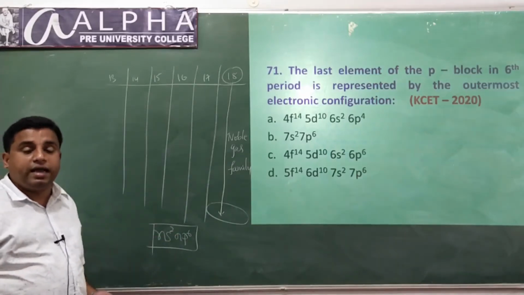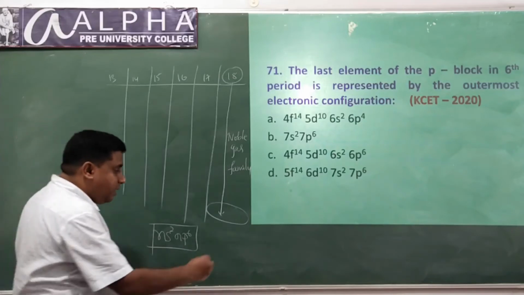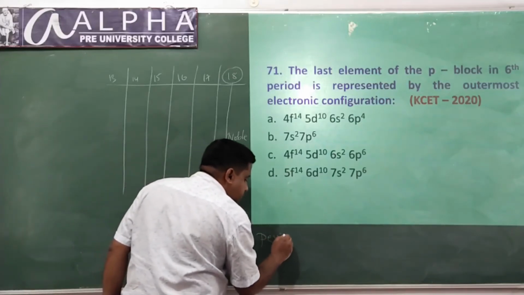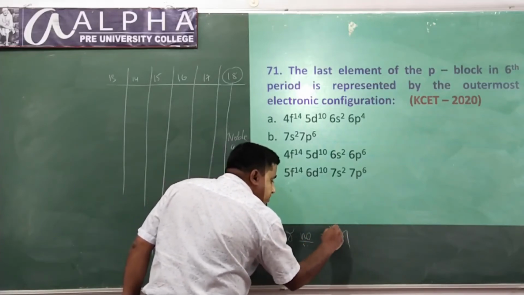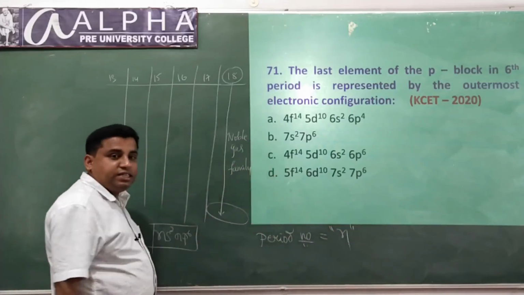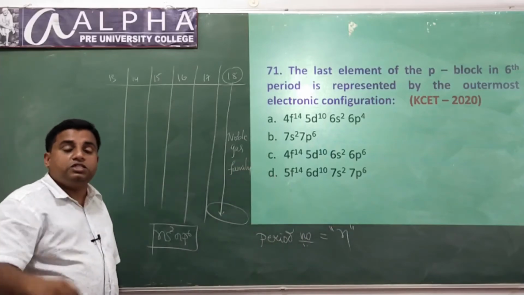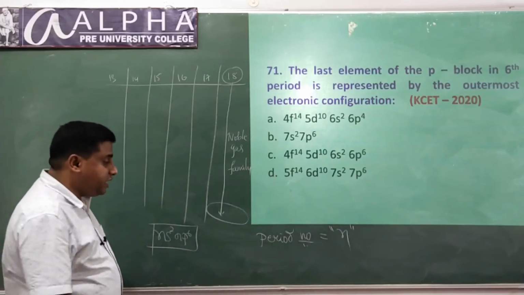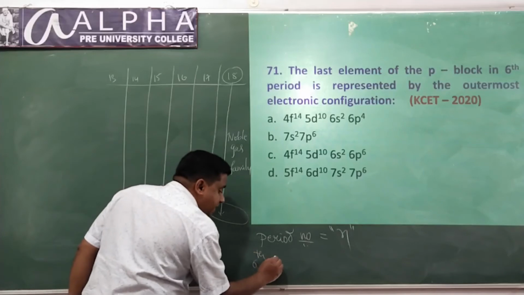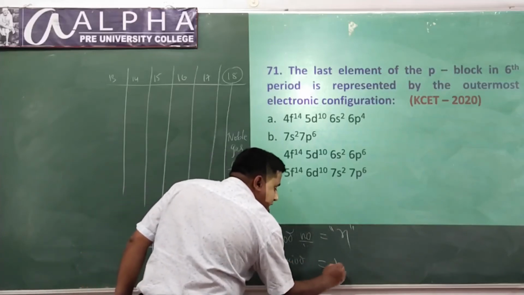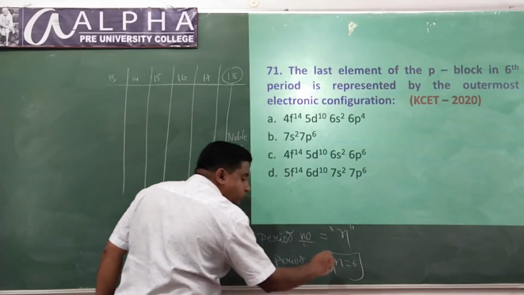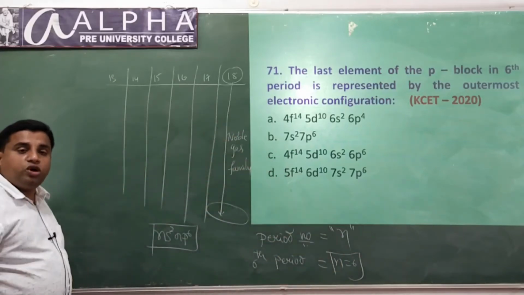I have told you so many times, what does the period number indicate? The period number indicates the value of the principal quantum number of the valency shell. Therefore, for the 6th period, the n value will be equal to 6 for the valency shell.